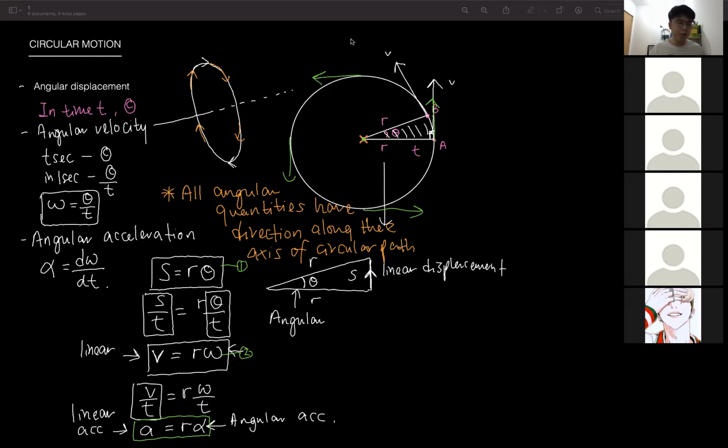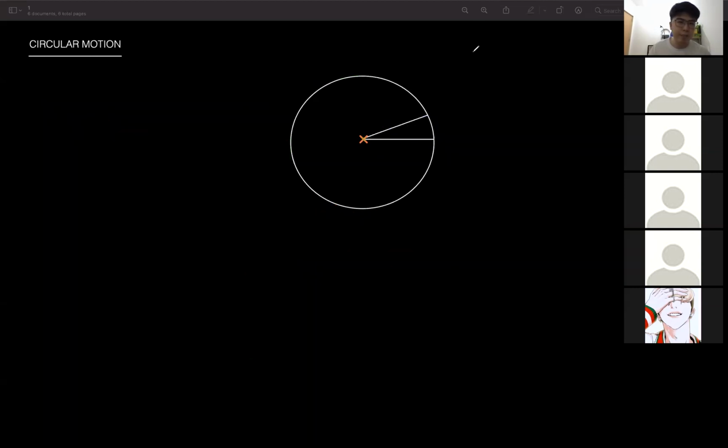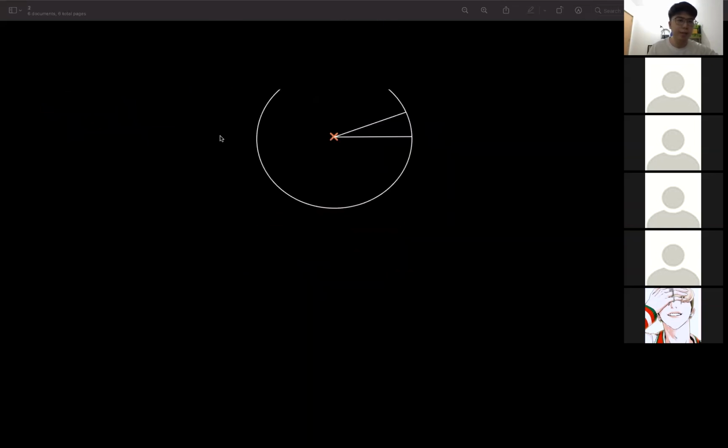So why should an object move in circular motion? It is because of one thing, and it is because of the centripetal acceleration. What is centripetal acceleration?